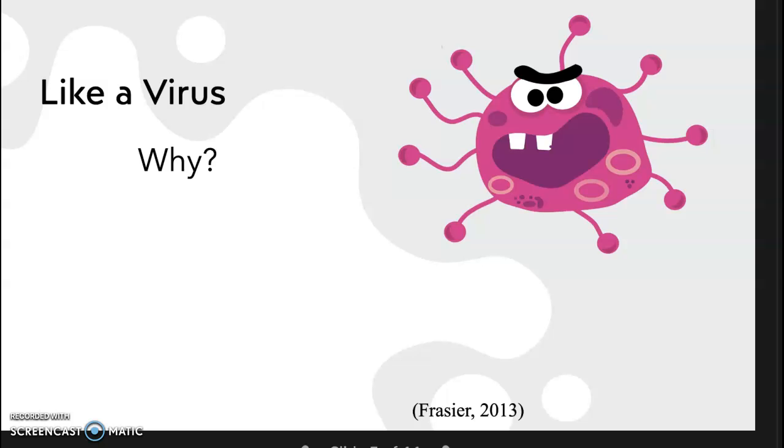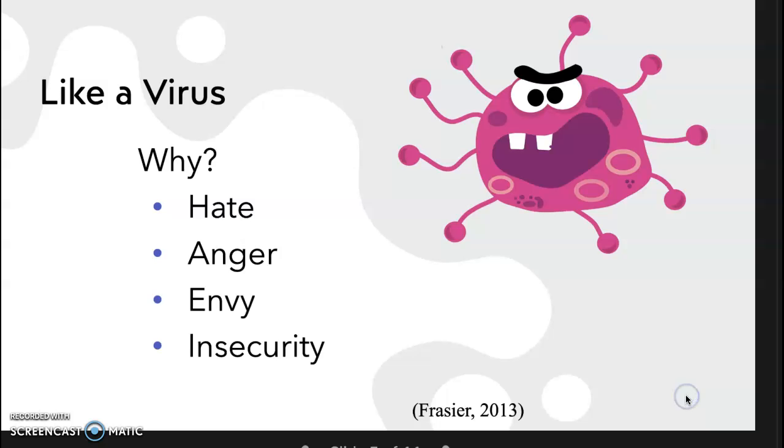Cyberbullying can spread like a virus. It is highly contagious and no one is immune, though some may suffer more than others. Those that bully can be individuals with a history of negative and violent environments. They may be unaware what they are doing is wrong. Reasons a person may bully can include hate, anger, envy, insecurity, or just simply peer pressure.